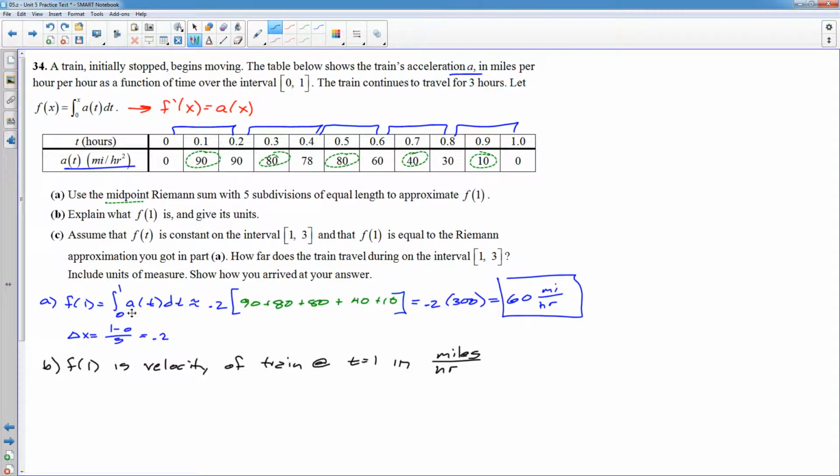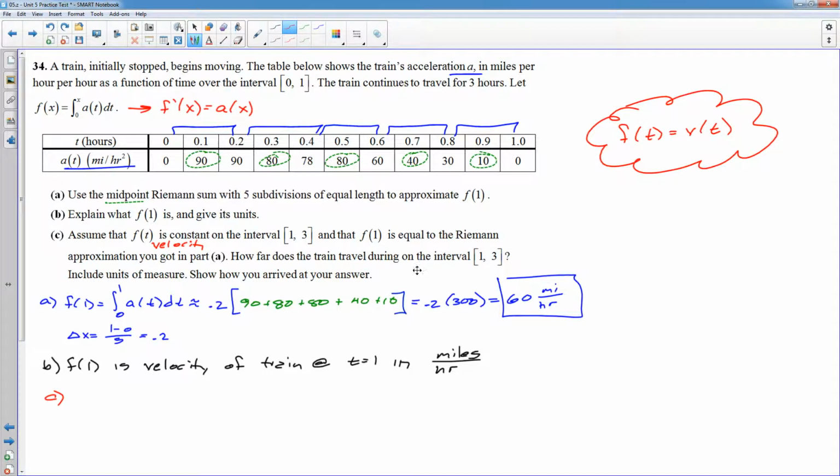And then finally C. I'm trying to keep the different sections color-coded. Okay, assume that f of t. Now remember, f of t we've just established as velocity, so we could make a little note to ourselves that f of t is the velocity of this train. So when it says f of t is constant, that means velocity is constant on the interval 1 to 3. Okay, so now we're going beyond the time interval 0 to 1. So we're going from 1 to 3.